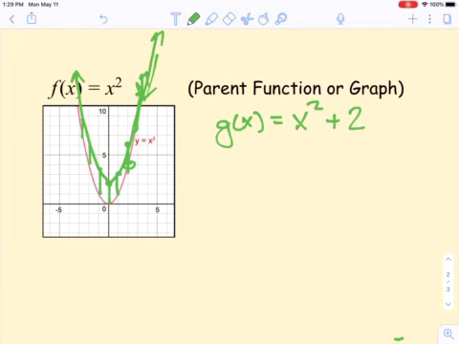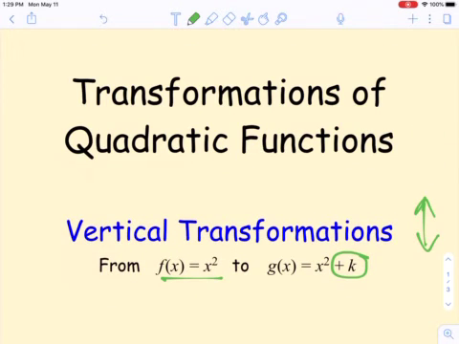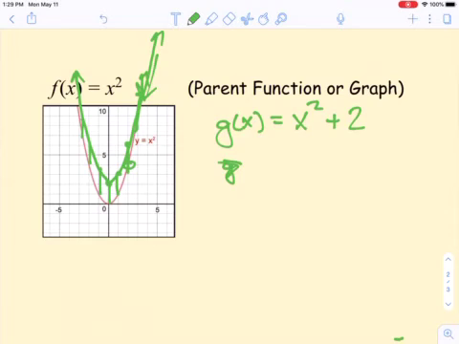So that equation we had, let's look at what it says. It says x squared plus k. If k is positive, like it is here, it's going to move it up. And if k is negative, it's going to move it down. So let's take a look at another one here.